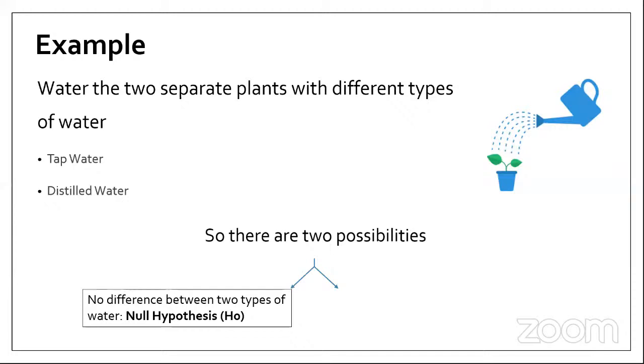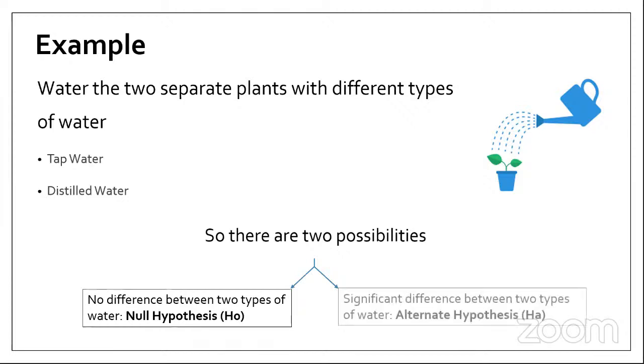First is, no, there is no difference between the two types of water. Whether you give tap water or distilled water, plant health or plant biomass will remain the same. Such a hypothesis is known as the null hypothesis, which states that there is no difference between the two types of treatment. The other, alternative hypothesis is that yes, there is a significant difference between the two types of treatment.